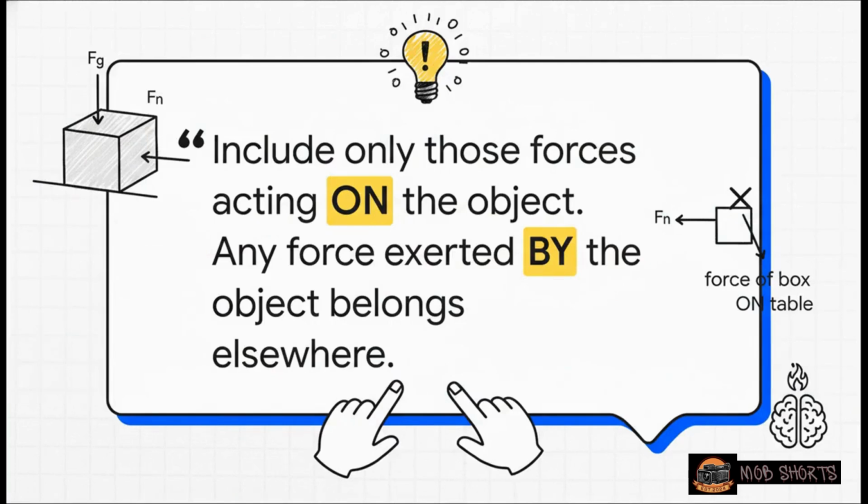Now, stop for a second, because this is a massive exam tip. We only draw forces acting on our object. The force that the box pushes down on the table, we don't care about that. It does not belong on the free body diagram for the box. This is such a common mistake, so please lock this rule away in your brain.